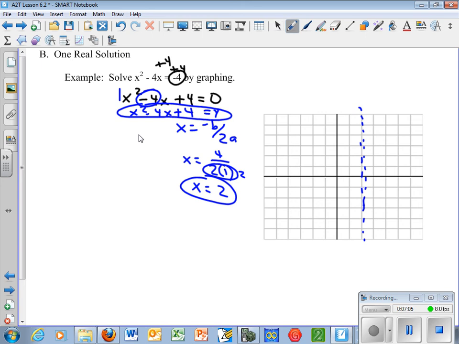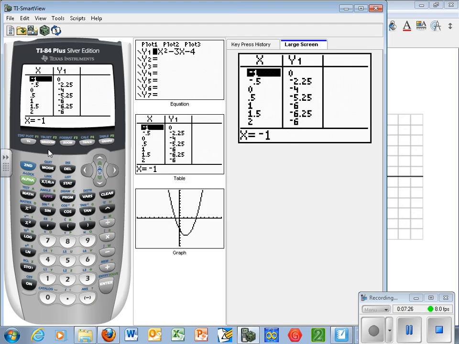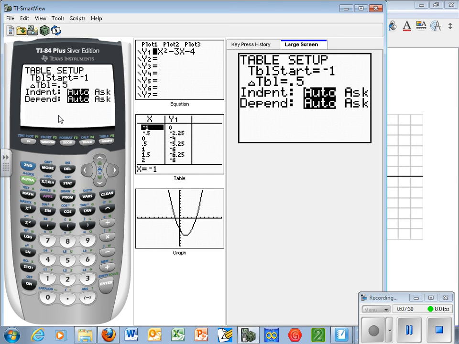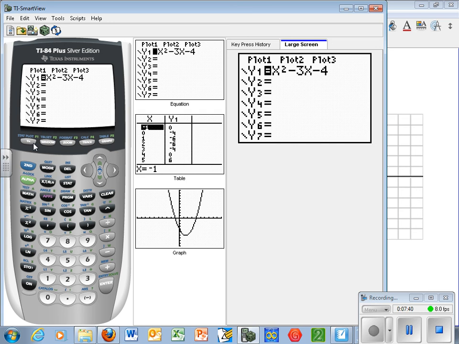Okay, so we know when we get our table from the calculator, 2's got to be in the middle, and I'm going to go 1 and then 0, smaller than it. And then I'm going to go 3 and 4. So let's go ahead and enter this into y equals. I'm going to go back and change my table set to go by increments of 1 here. So let's enter, and let's change that to 1. And then let's go to y equals, clear that one. And now we're going to enter x squared minus 4x plus 4.